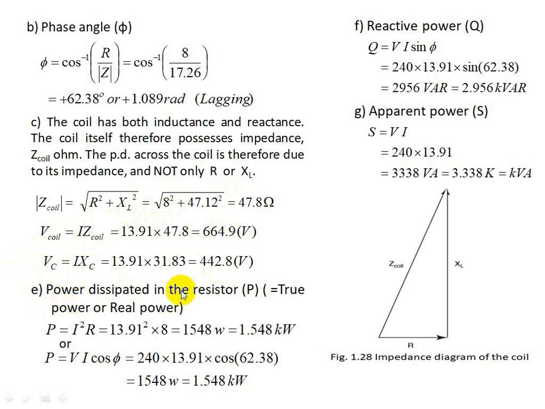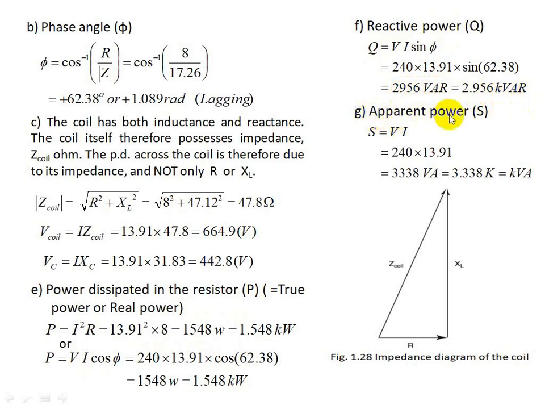Then the next part is the power dissipated in the resistor, capital P, which is also called true power or real power. The formula is I square R or VI cos phi. Substituting values, in both cases you'll get 1.548 kilowatts. Then reactive power Q is VI sin phi. Substituting all the values, we get 2956 var. We can also write it in kVAr, so divide this value by 1000 and write it as 2.956 kVAr.